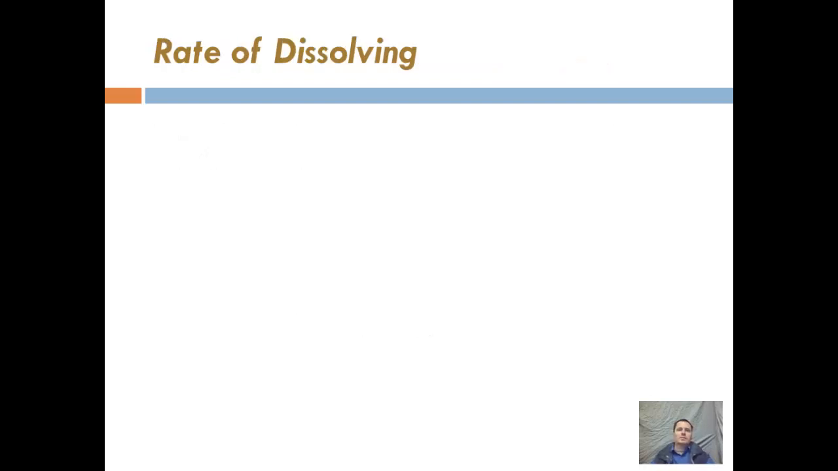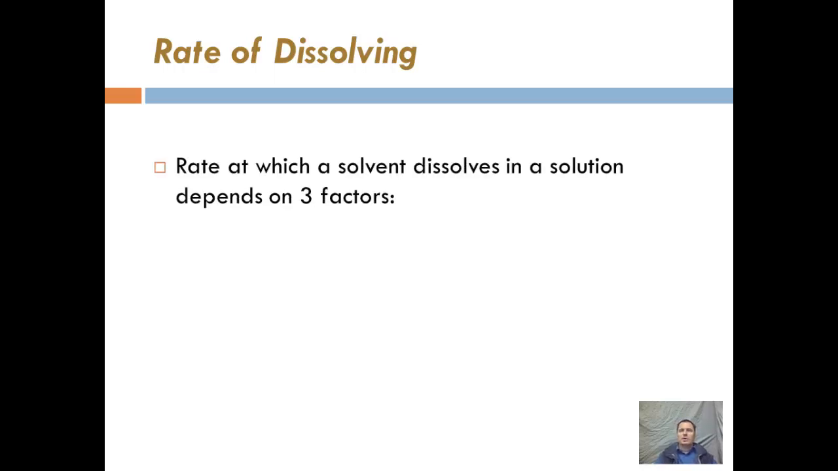Okay, the last thing we're going to talk about today then is the rate of dissolving. How quickly can a solute dissolve in a solvent? Okay, so it depends on 3 different factors. First of all, what's the surface area of the solute? Secondary, is there any stirring or agitation going on? And the third one is going to be the temperature. So let's quickly look at all 3 of these.